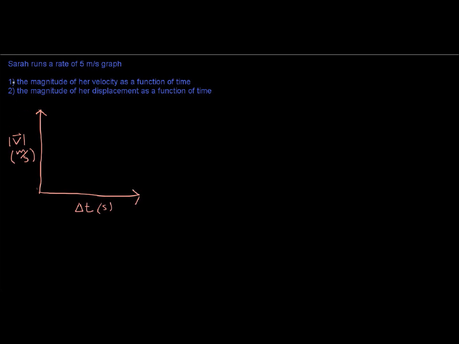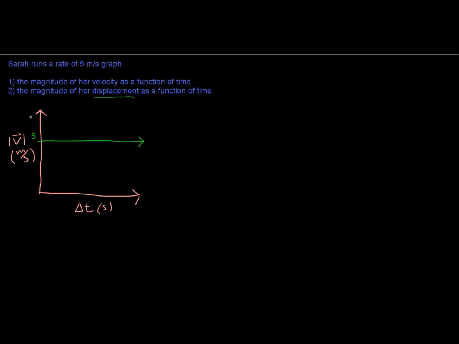So she's running at a constant rate of 5 meters per second. To me that just seems that Sarah will always be running at 5 meters per second. So her velocity really isn't depending on time. She's going to start off running at 5 meters per second. 10 seconds later she'll still be running. She'll have gone further, so it will affect her displacement, but in terms of her velocity, she'll always be running 5 meters per second. So we can say here's 5, and then the magnitude of her velocity will just be 5 meters per second for as long as she's running.